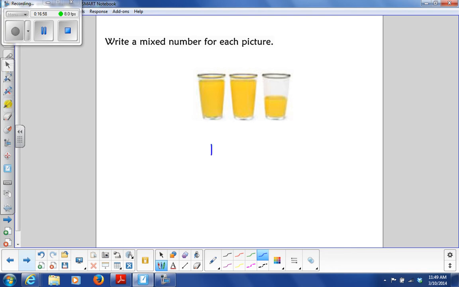Okay, so you put 1 whole here. Okay, that would have been fine, but then you also have another whole right here, right? Okay, so how many wholes do I have altogether? 2 wholes, and then 1/2. Okay? Alright, let's try another one.